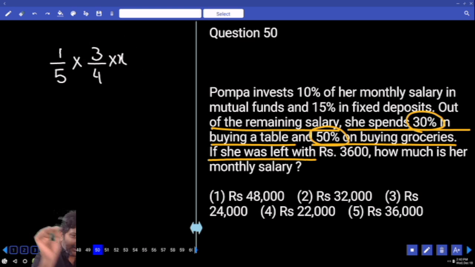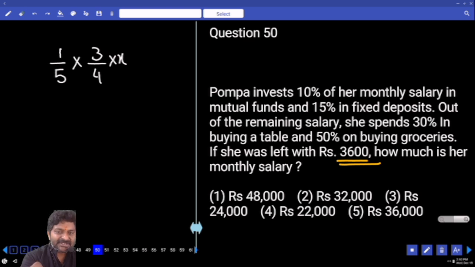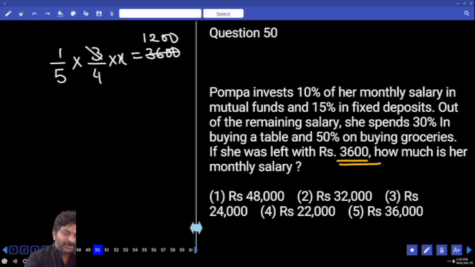Right. This much is going towards savings, which is 3,000. If this is equal to 3,600, how much is her monthly salary? 1200 times 5 into 4, 20 into 1200, which is equal to 24,000.